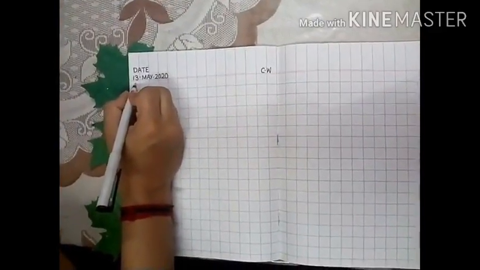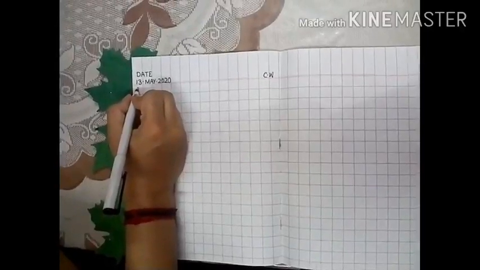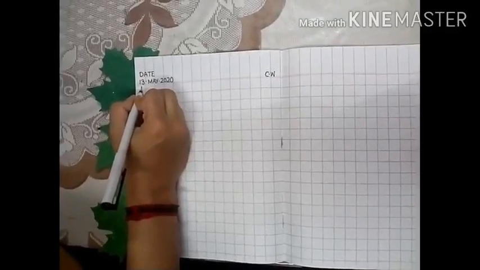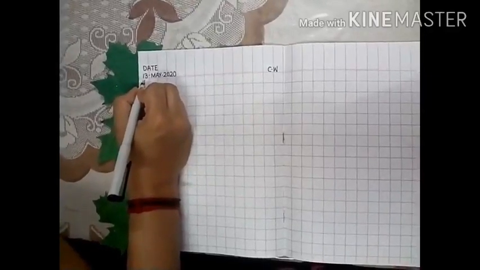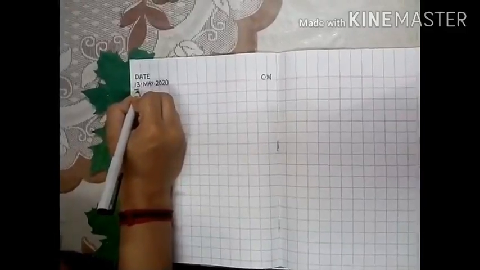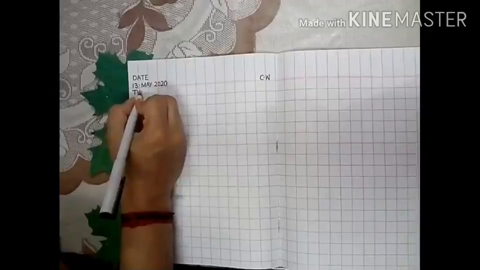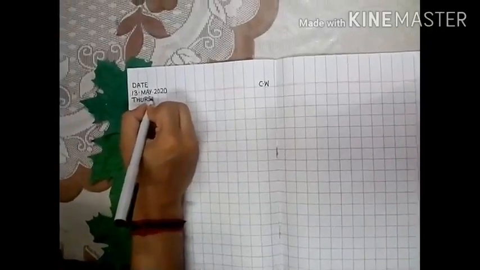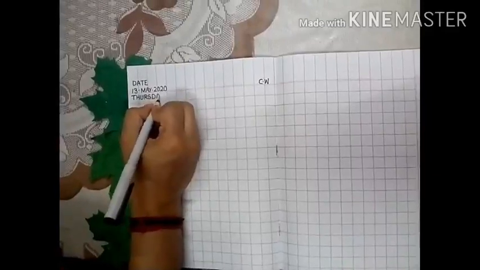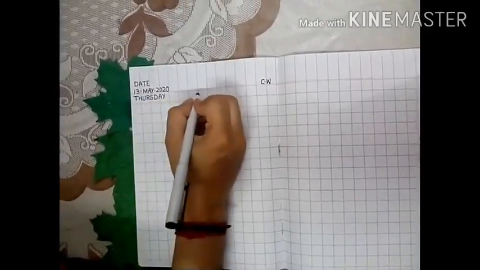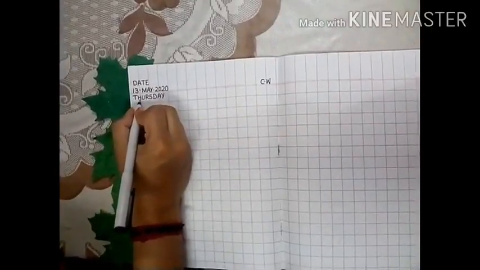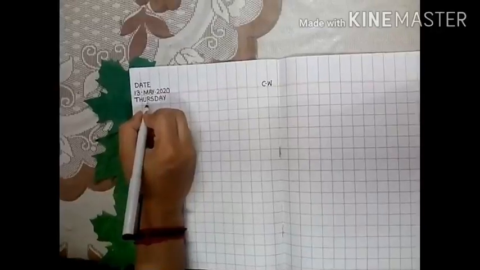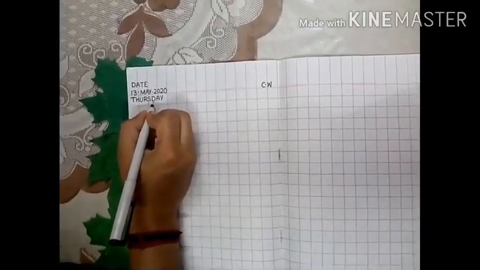So let's start backward counting. Below, you have to write down today's day, because today's day is Thursday. What is the spelling of Thursday? T H U R S D A Y. Thursday.